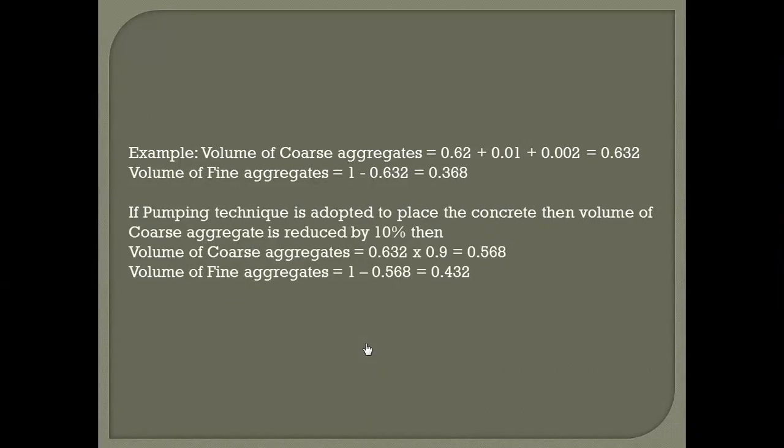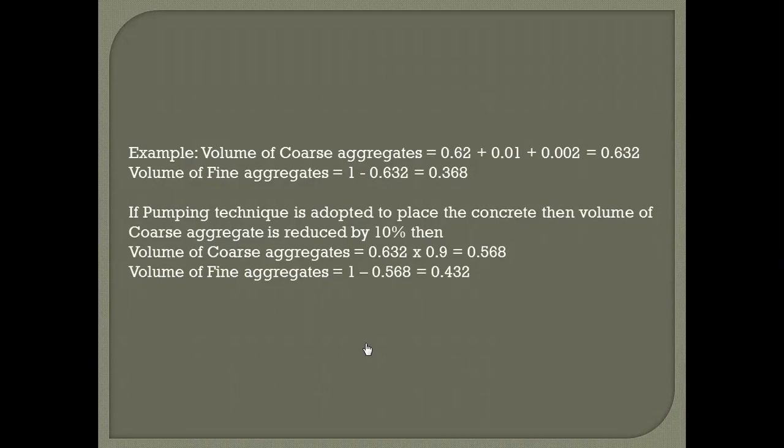So if the value is 0.632, we have to reduce by 10%, so multiply by 0.9, and you will get 0.568. Okay, we are reducing only 10%, so 0.9. Don't multiply by 0.1, because then you would be reducing by 90%. So 0.632 into 0.9, you will get 0.568. Similarly, volume of fine aggregate is 1 minus 0.568, you will get 0.432.